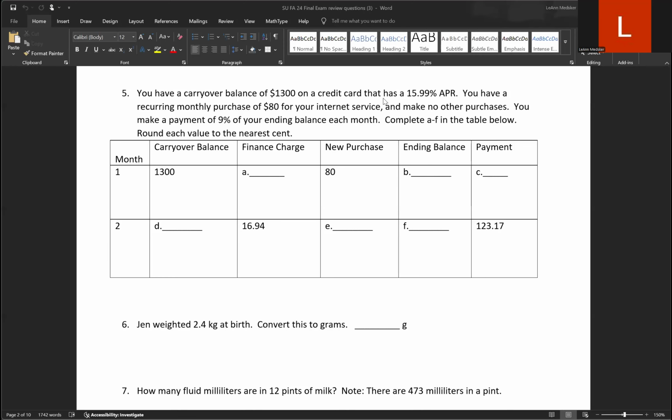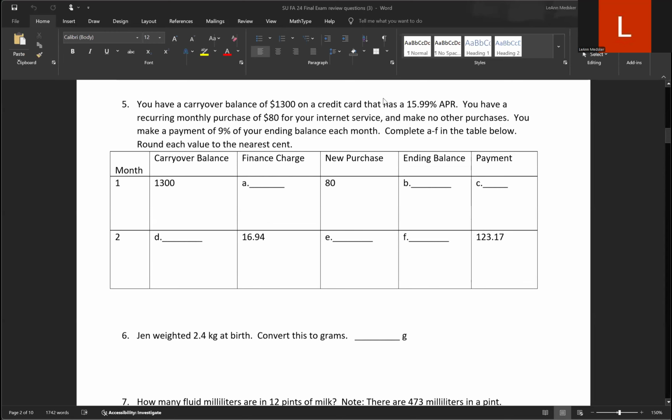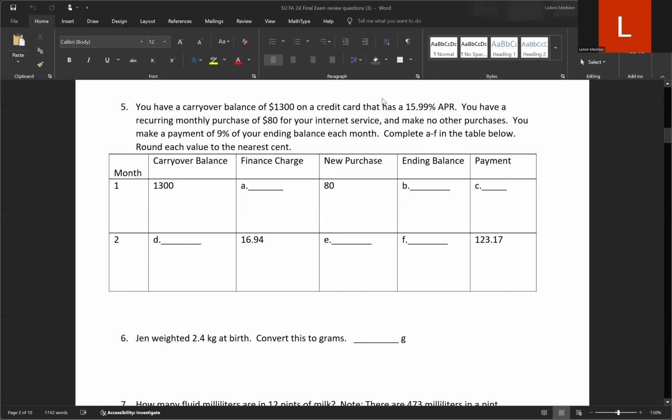All right, this is a recording of number 5 from the final review. We're looking at the credit card problem. So we have a carryover balance of $1,300 on a credit card that has a 15.99% APR. You have a recurring monthly purchase of $80. That's going to be a flat fee for your internet service, and you make no other purchases.